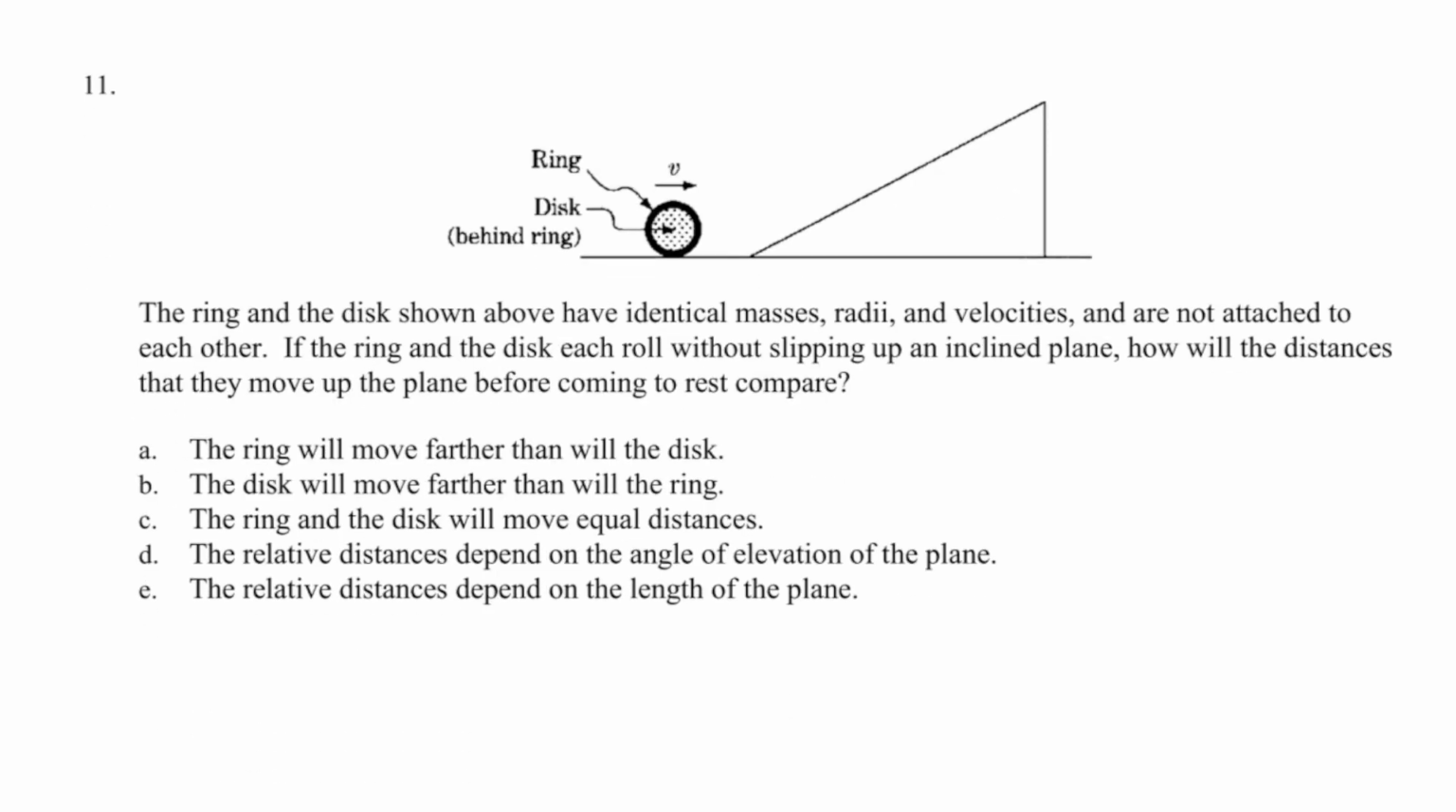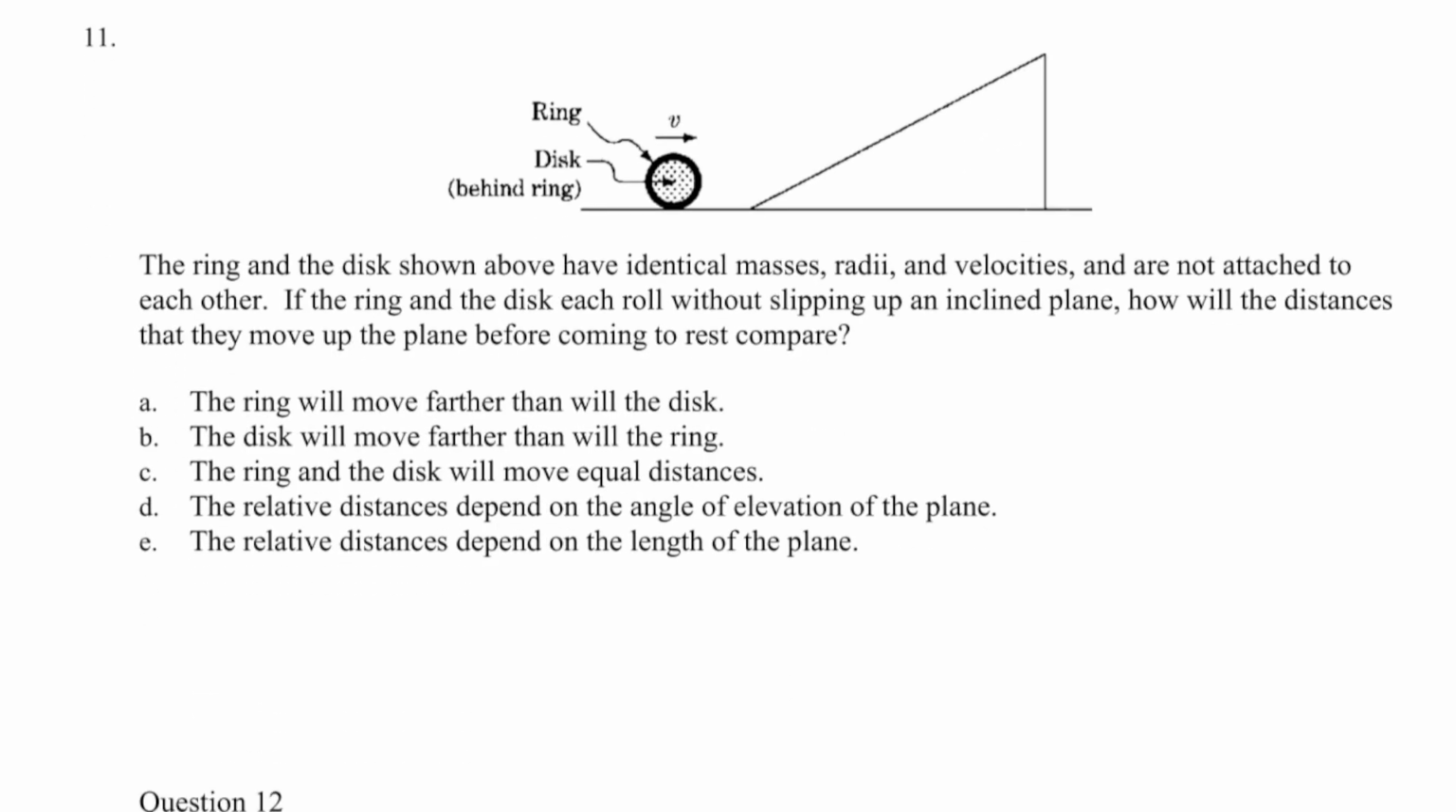All right, our first of many hoop and disc problems. A ring and a disk are shown above, and they have identical mass, radii, and velocities. How will the distances they move up the plane compare? Anytime you're dealing with the hoop versus disk sort of thing, it's always looking at energy.